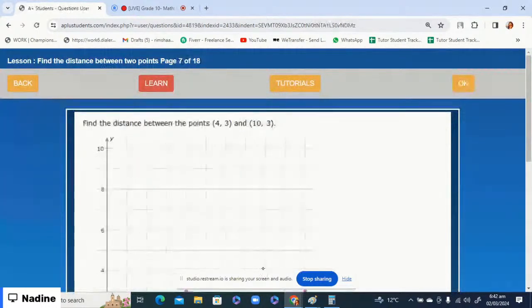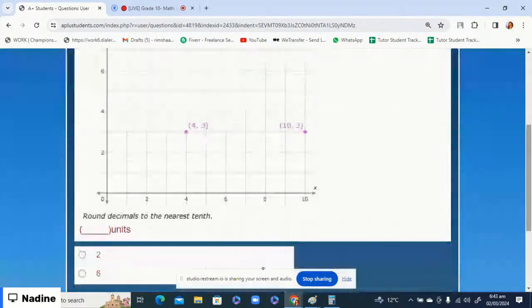All right, look at this one. Find the distance between the points 4, 3 and 10, 3. Check if the x coordinates are 0, then we are going to move to the vertical line. But if the x coordinate is not 0, then solve it by using that one. So 4, 3 and 10, 3. It's 4 and it's 10. So 10 minus 4 is 6. Taking the absolute value of 6, which is again 6.